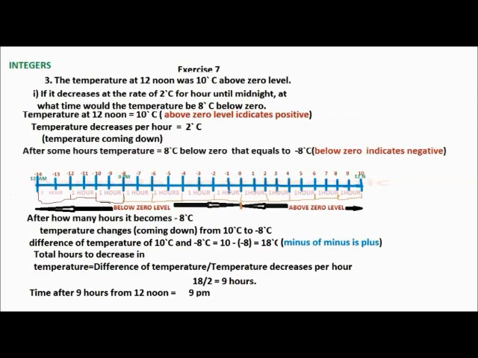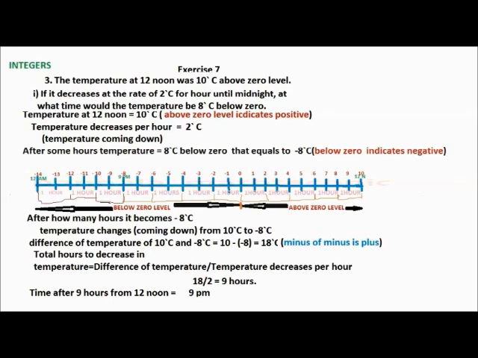Problem number 3. The temperature at 12 noon was 10 degrees centigrade above zero level. If it decreases at the rate of 2 degrees centigrade per hour until midnight, at what time would the temperature be 8 degrees centigrade below zero? So the given temperature at 12 noon is 10 degrees centigrade. We indicate that as positive because above 0 level indicates positive. Temperature decrease per hour is 2 degrees centigrade. After some hours, the temperature becomes 8 degrees centigrade below 0 level. Below 0 indicates negative, so that is minus 8 degrees centigrade.